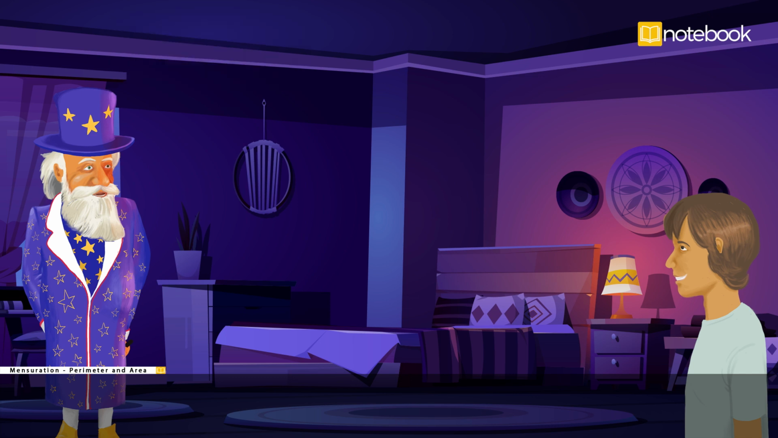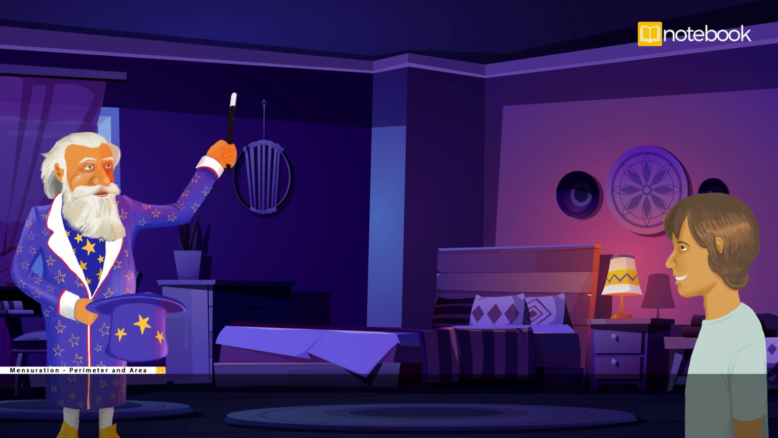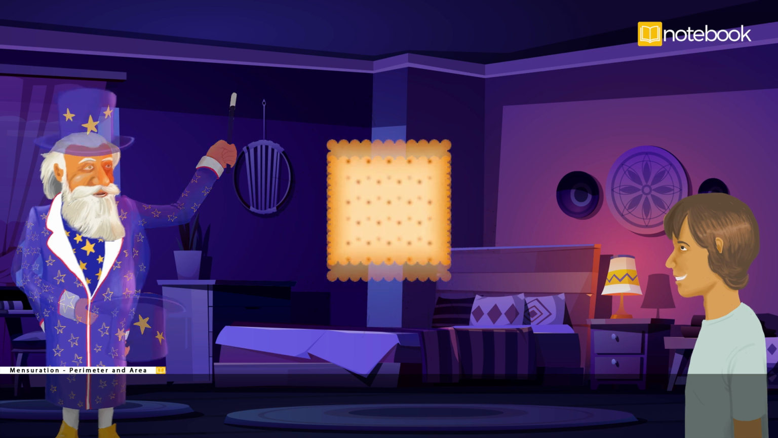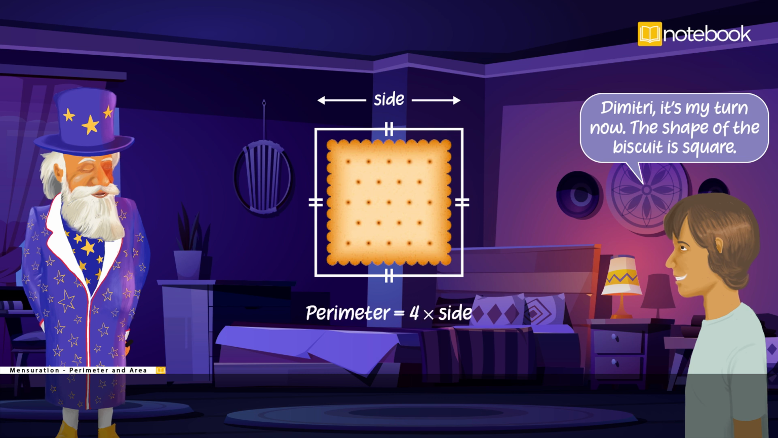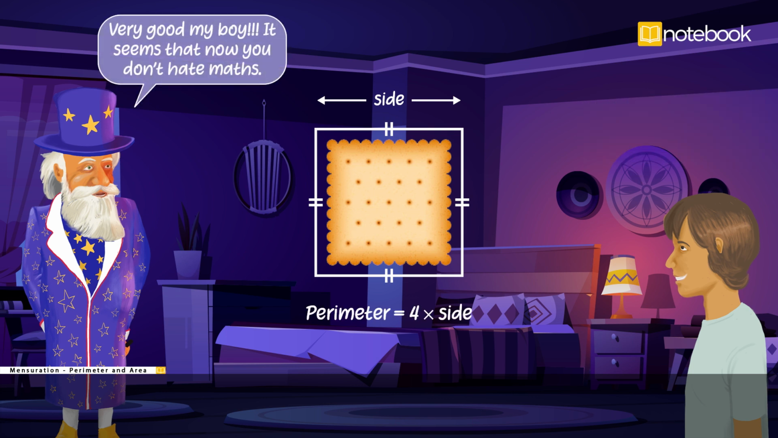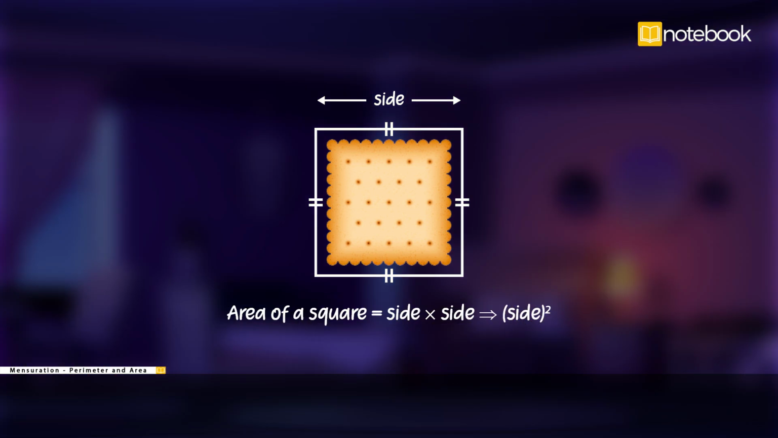Tom is a naughty cat. Let's see what's there in my hat. Biscuit. Dimitri, it's my turn now. The shape of the biscuit is square. And to find the perimeter of a square, we multiply the side of the square by 4 because all of its sides are equal. Very good, my boy. It seems that now you don't hate maths. Area of a square is the product of its side with side. If we denote side by S, then we write area is equal to side squared.